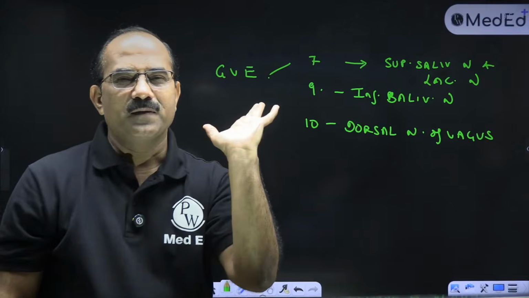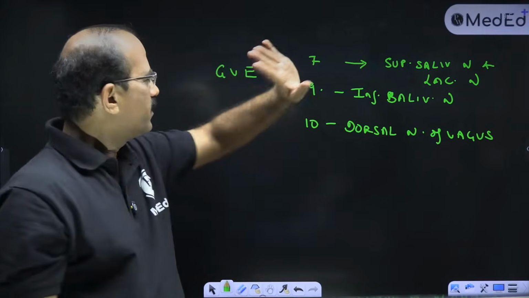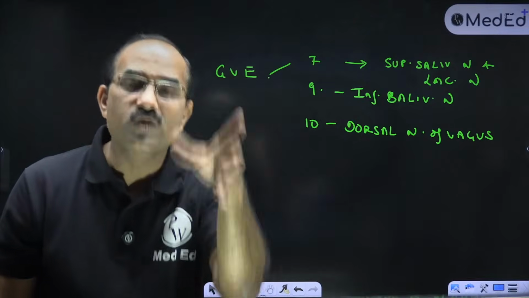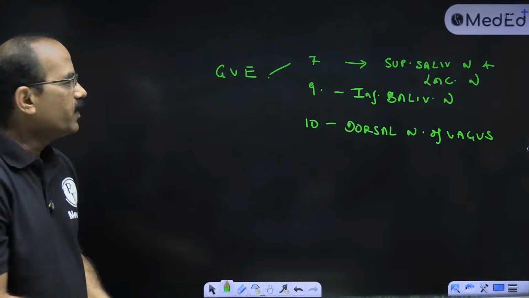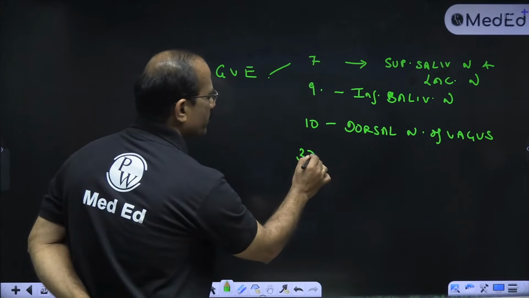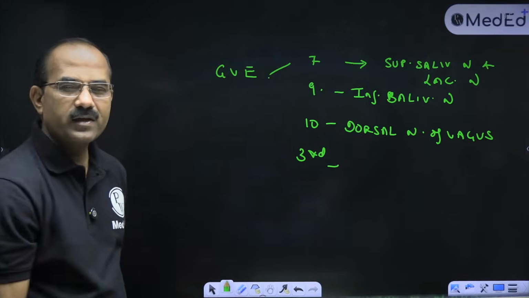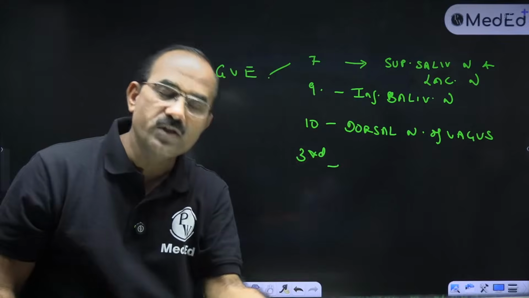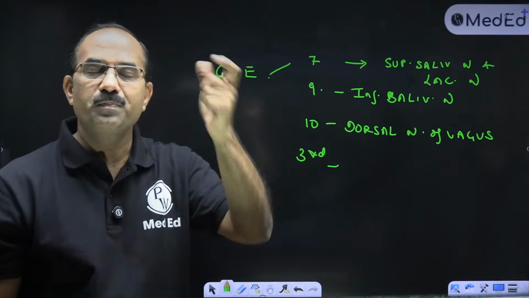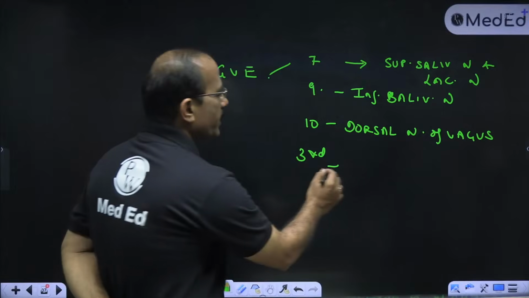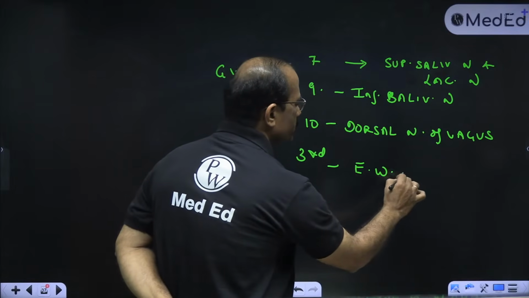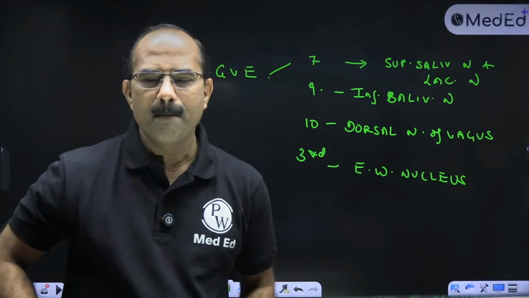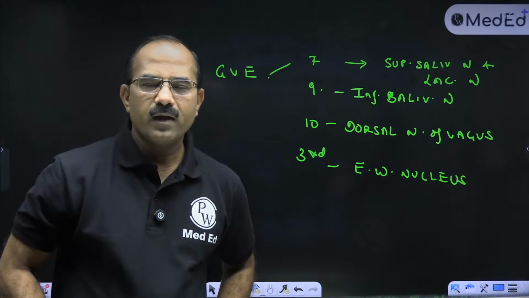एक exception है. There's a nerve which does not supply any gland, but still this nerve has got this component. Which is that nerve? That's the third nerve. The third nerve does not supply any gland, but वो दो muscles को supply करता है, which is sphincter pupillae and ciliaris muscle. The name of that nucleus is Edinger-Westphal nucleus. समझ में आ रहा है ये?